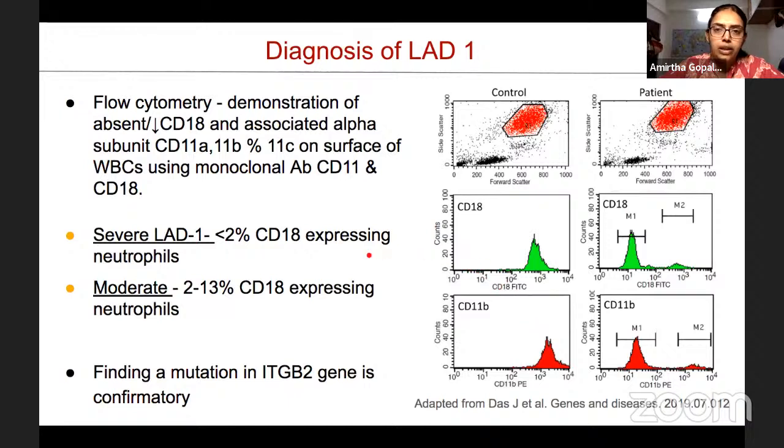So how do we diagnose LAD1? So as demonstrated earlier, the first investigation of choice would be a flow cytometry to demonstrate absence or a deficiency of CD18, which is the beta subunit, and an associated deficiency of the alpha subunit, which could be CD11a, 11b, or 11c. So in severe forms of LAD1, less than 2% of the neutrophils would express CD18. If 2 to 13% of the neutrophils are expressing CD18, we would consider it a moderate type of LAD1. A confirmatory test would be detecting a mutation in the ITGB2 gene.